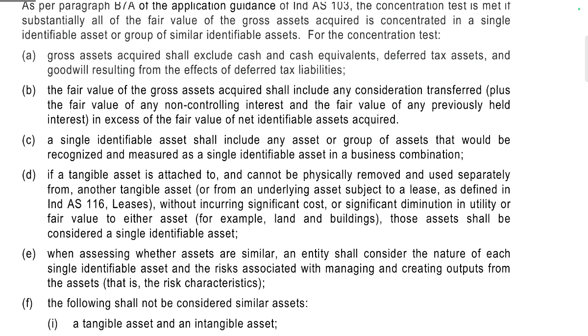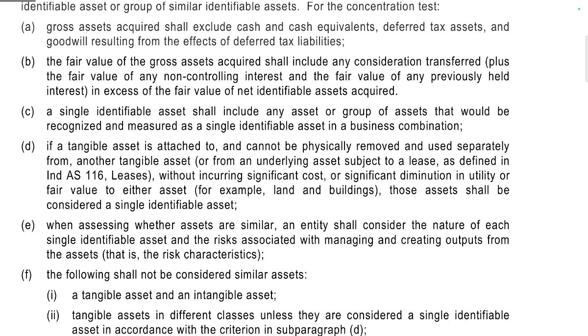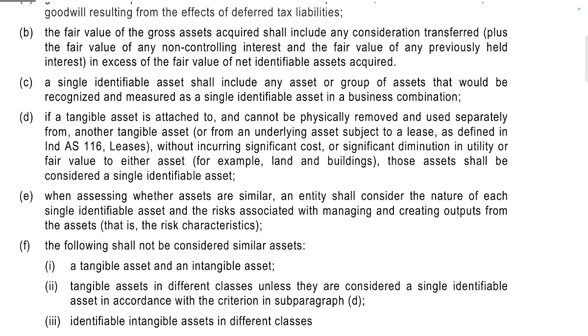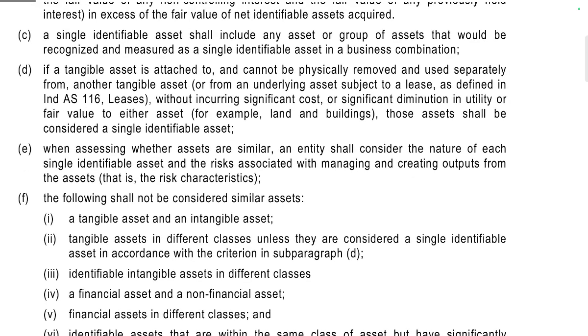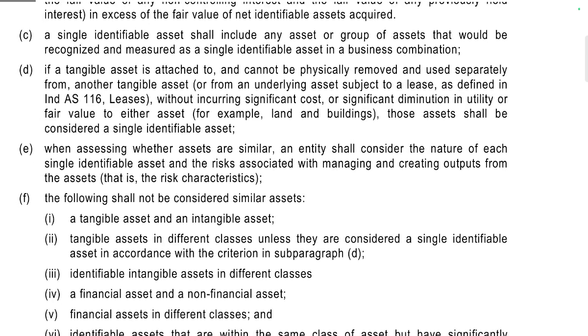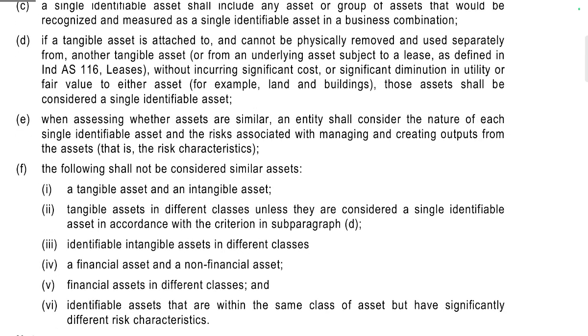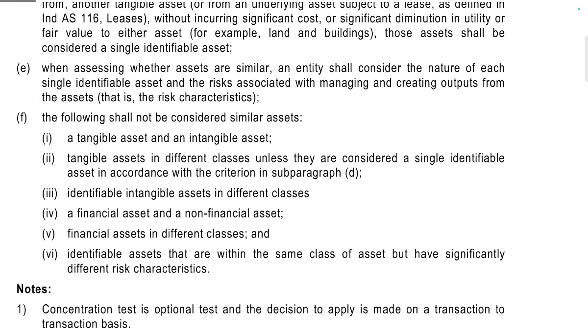The fair value of gross assets acquired shall include the consideration transferred, the fair value of non-controlling interest, the fair value of the previously held interest, and the excess of fair value of net identifiable assets acquired. A single identifiable asset shall include assets and groups of assets that would be recognized and measured as a single identifiable asset in a business combination. If an intangible asset is attached to another asset and cannot be physically removed and used separately from it without incurring significant cost and significant diminution in the utility or fair value of the other asset, for example land and building, these assets shall be considered as a single identifiable asset.